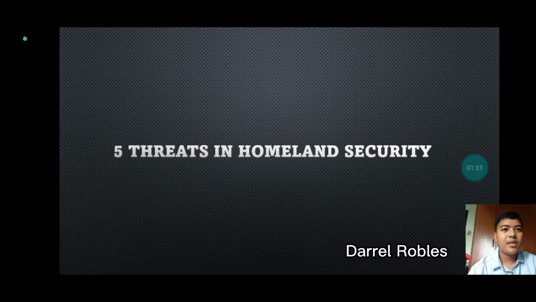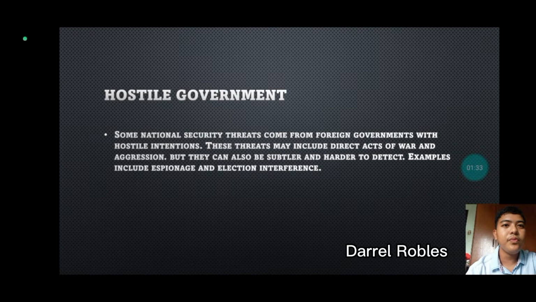So there are 5 threats in Homeland Security. The first one is hostile government. Some national security threats come from foreign governments with hostile intentions. These threats may include direct acts of war and aggression, but they can also be subtler and harder to detect. Examples include espionage and election interference.